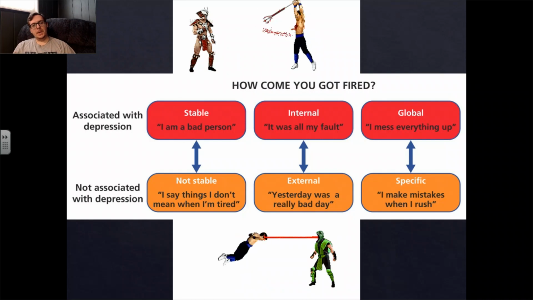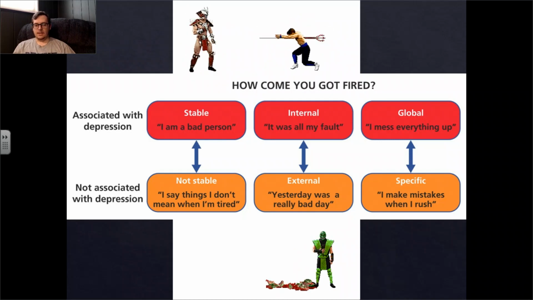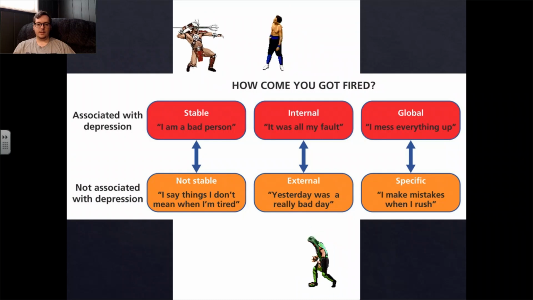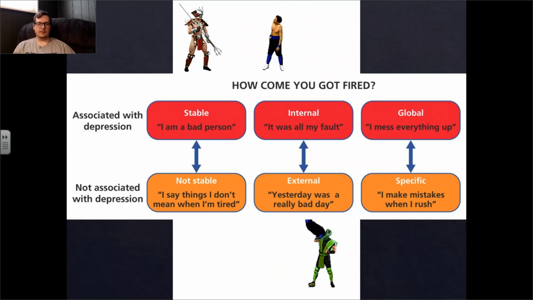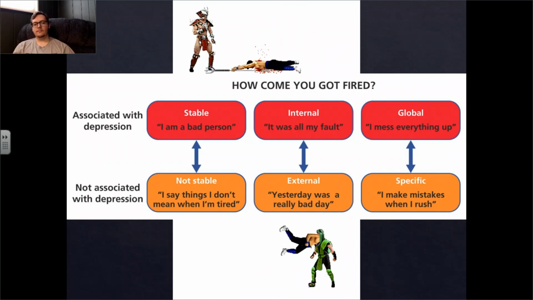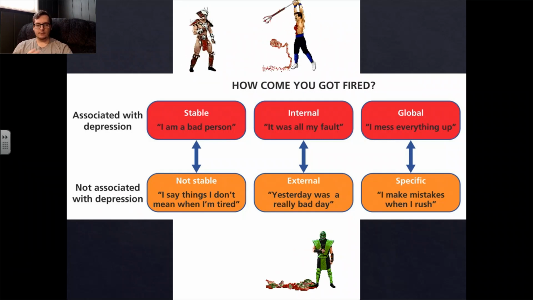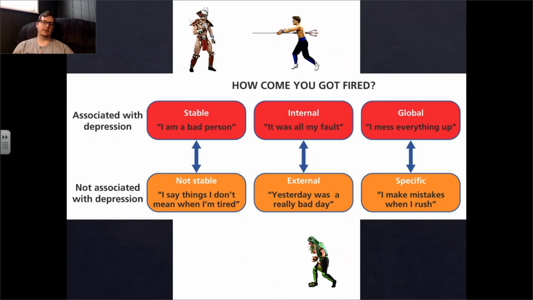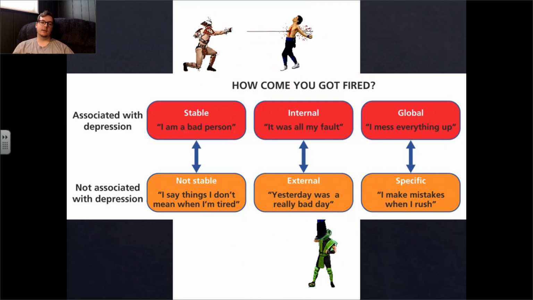Anyway, so a stable person might think, if you say something you didn't mean, like I do all the time during notes, you never know what's going to come out. You might think later on, I say things I don't mean when I'm tired. Like I started reading that meme instead of the notes because I'm tired, right? That is not associated with depression. It would be a normal way of thinking. You said something embarrassing, so you think, well, sometimes I say things I don't mean when I'm tired. It's not good that I said it, but I'm not a terrible person.